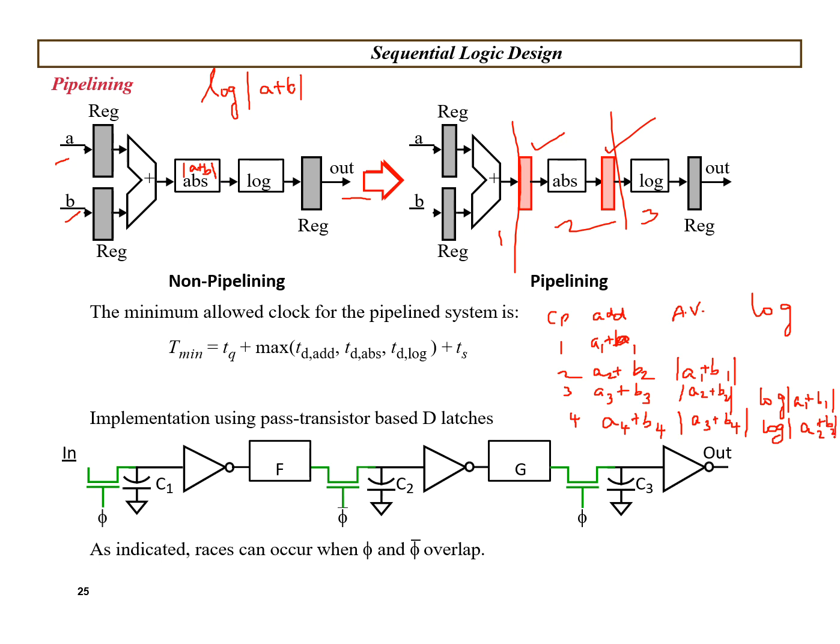During my fifth clock period, I can get my third output, the log of modulus of A3 plus B3, and it goes on subsequently. Thus, with the help of pipelining, I am getting my second output during my 4th clock period. If I am not applying the pipelining concept, I get my first output during my 3rd clock period and my second output during my 6th clock period. This is the case.